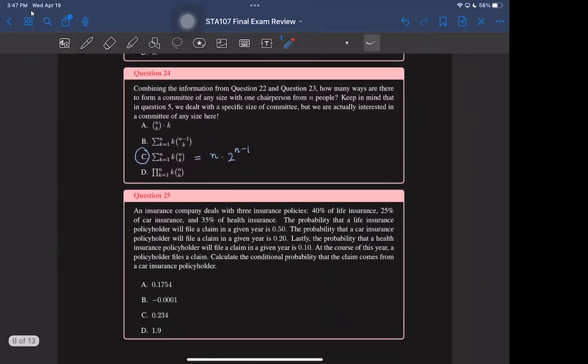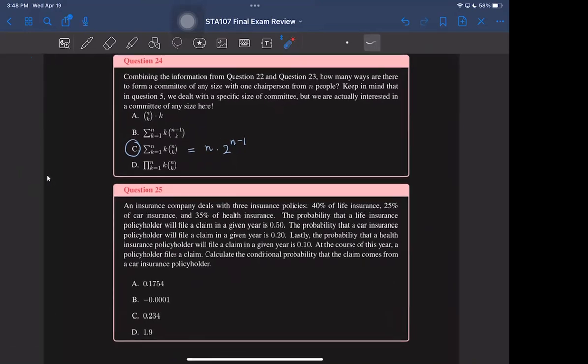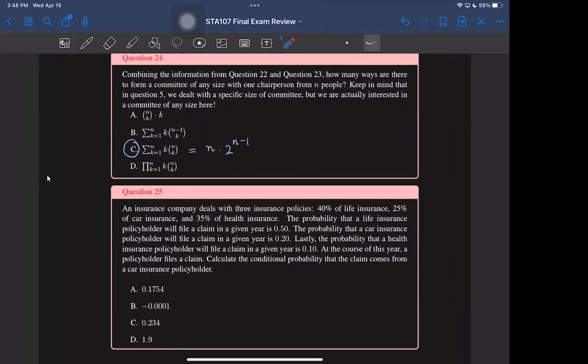Let's work on question 25. I will give you a few minutes. I think for this kind of question, I always draw a tree diagram. So feel free to do so if you think it makes more sense. But it is very optional. Some people can just look at the question and figure out the value pretty quickly.